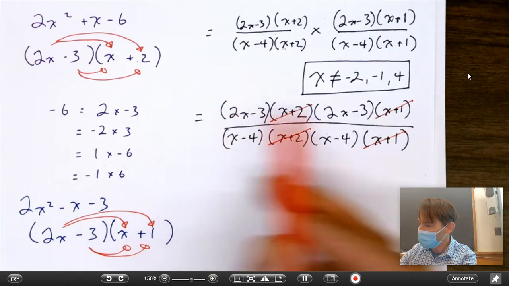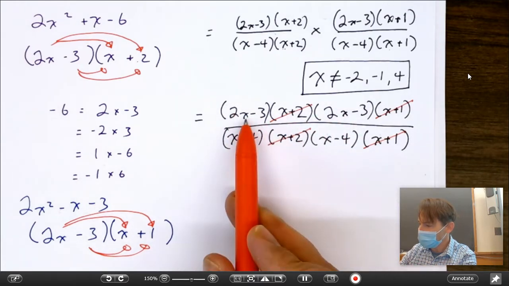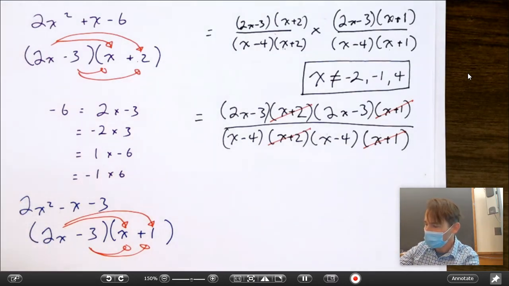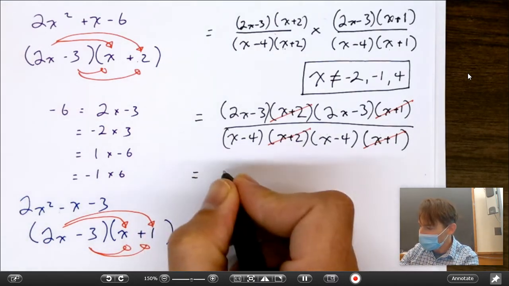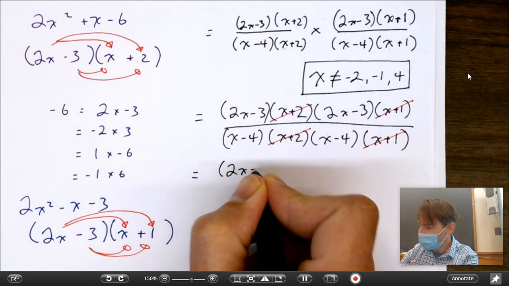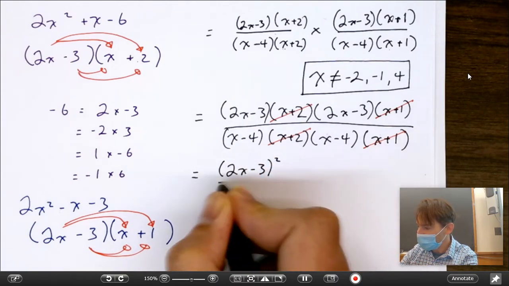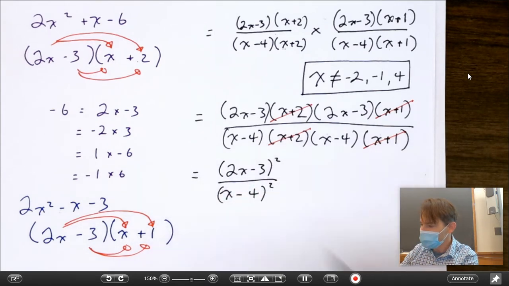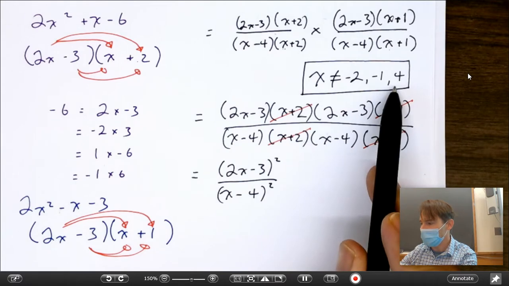And then I have squares on top of squares. 2x minus 3 times 2x minus 3 over x minus 4 times x minus 4. So I could write this as 2x minus 3 squared over x minus 4 squared. And that would be about the simplest that I could write it, and then I would state the restrictions there.